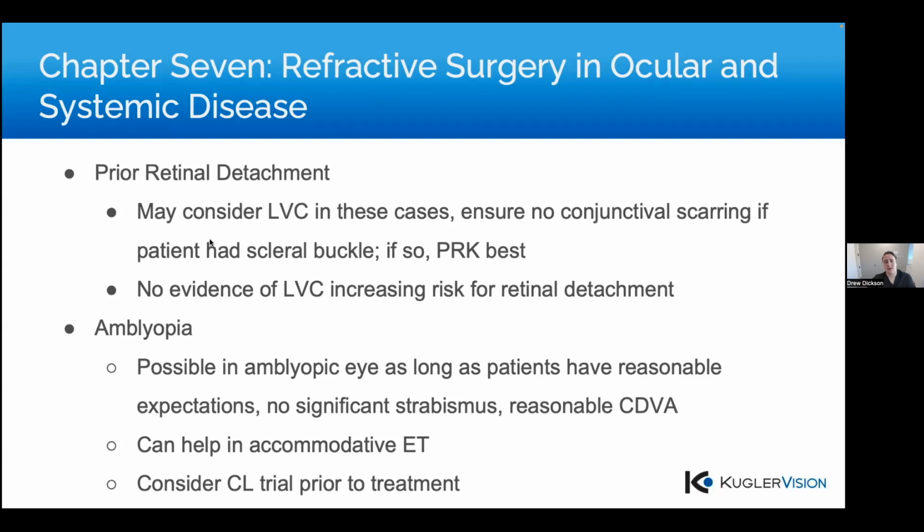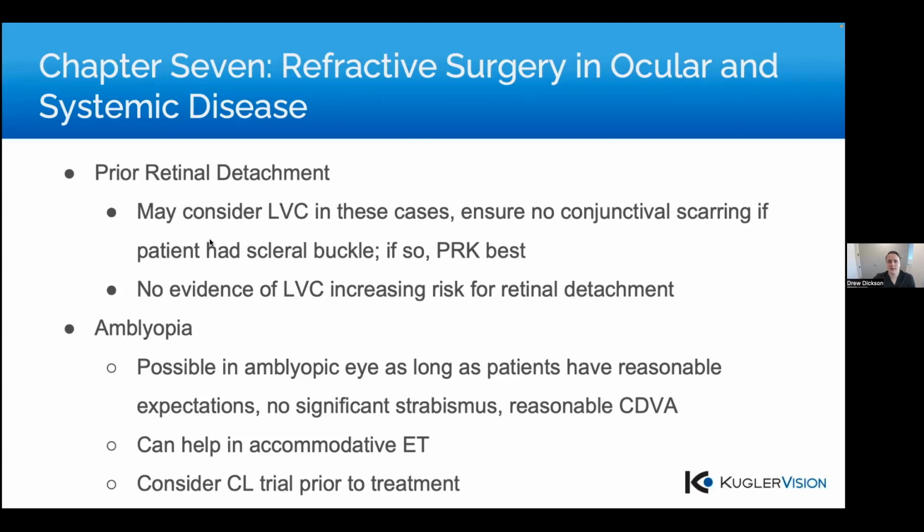Patients with amblyopia, you can consider refractive surgery as long as these patients have reasonable expectations, no significant strabismus, and a reasonable correctable distance visual acuity. So, we'll often see amblyopic patients whose good eye sees 20/20, and their amblyopic eye can see 20/40 at baseline, but is 20/200 uncorrected. As long as they're not ruled out of surgery for other reasons and have reasonable expectations that we're not going to make this amblyopic eye better than 20/40, it's reasonable to do that.